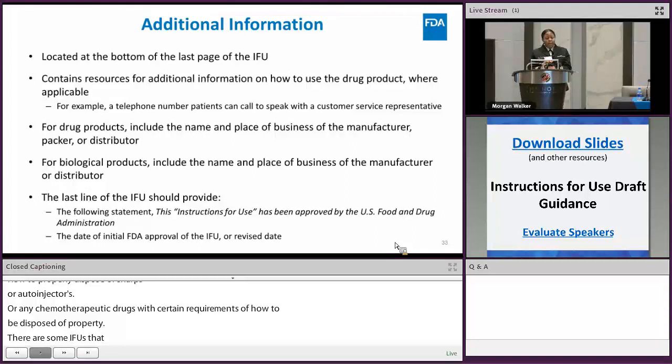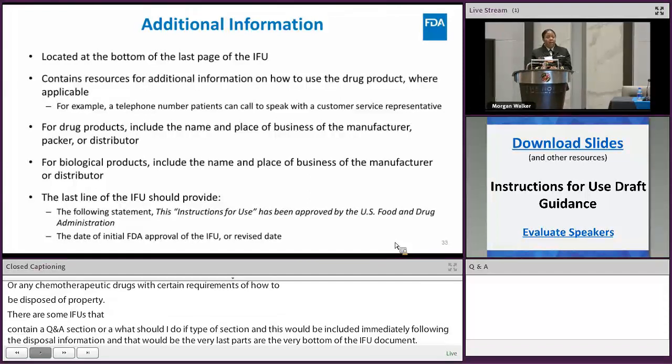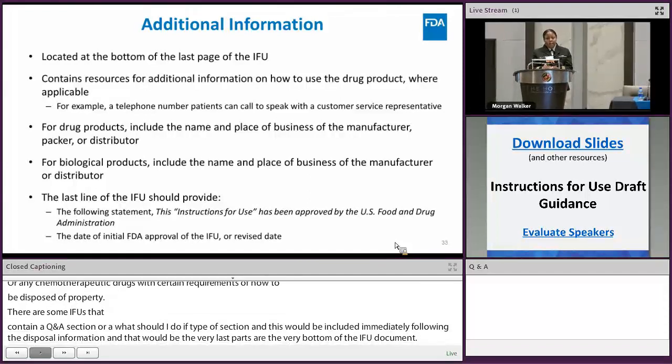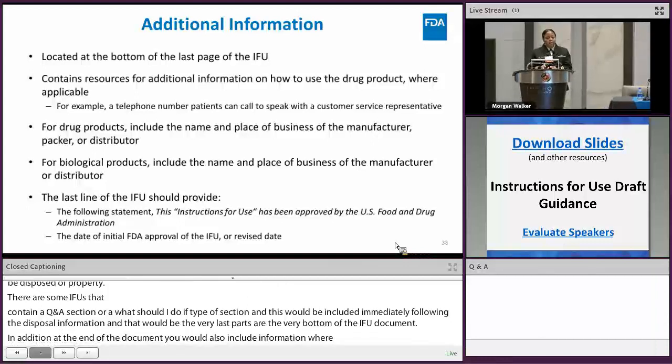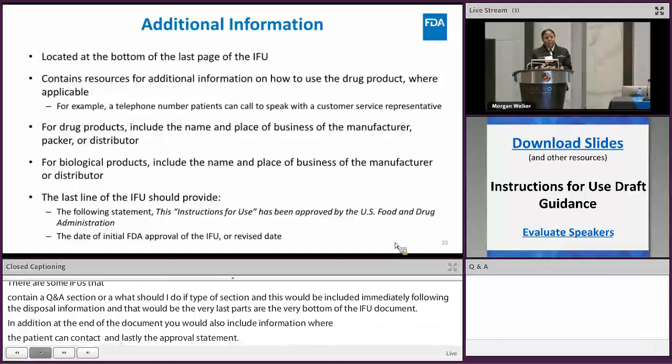In addition, at the end of an IFU document, you would also include information where the patient can contact with questions, such as a telephone number or a website, any business information for the manufacturer or distributor, and lastly, the approval statement. This instructions for use has been approved by the FDA, and the date of approval or the revision date would also be included at the bottom of the IFU.